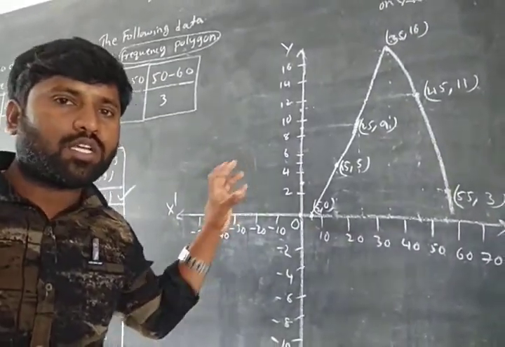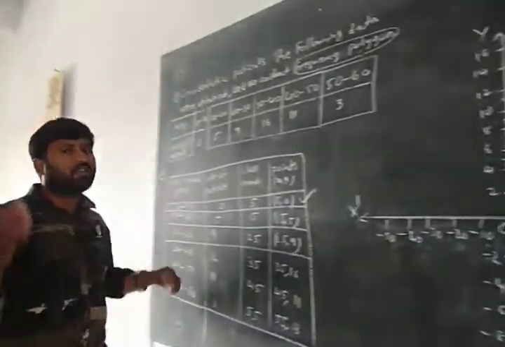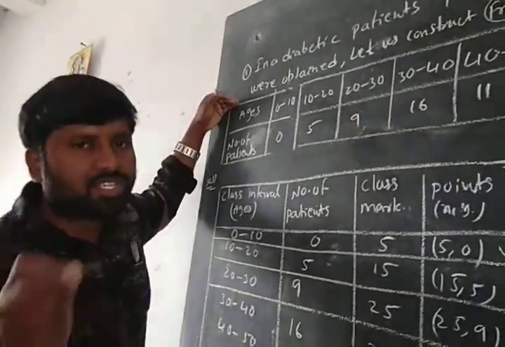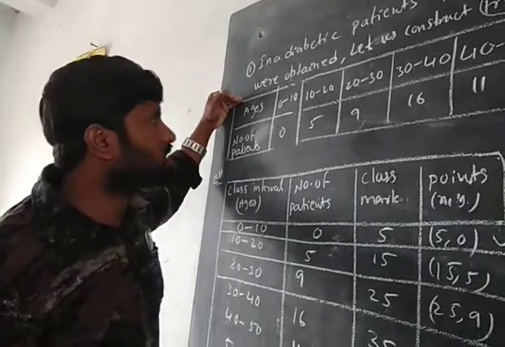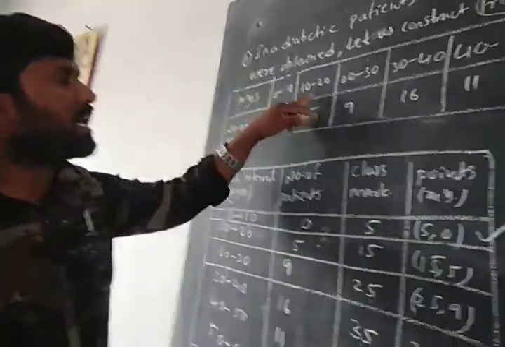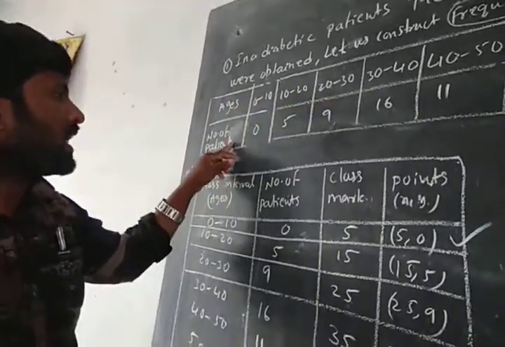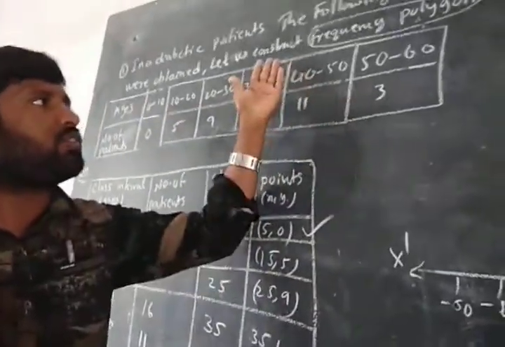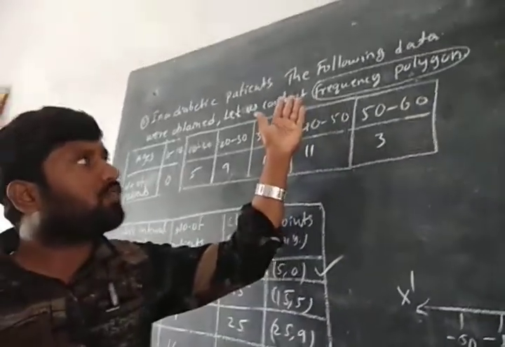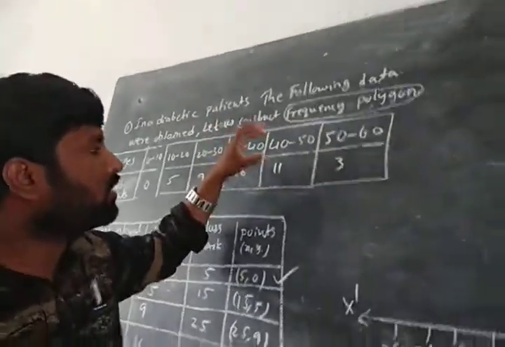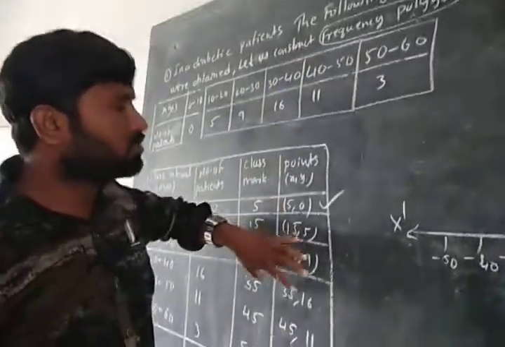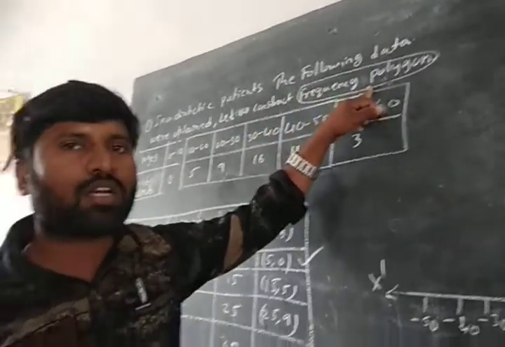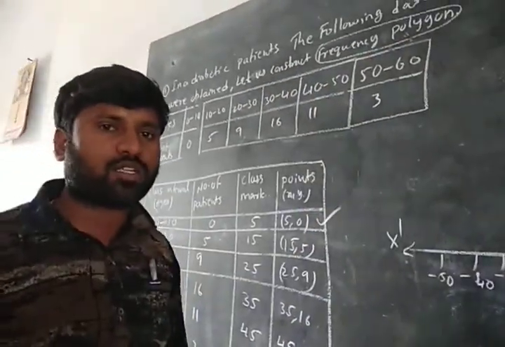Okay students, you take different situations here too. Take different class intervals and write different frequencies, and you try to construct a frequency distribution for this. First of all, construct a frequency distribution table, then after that draw the frequency polygon for it. Okay students? Thank you.